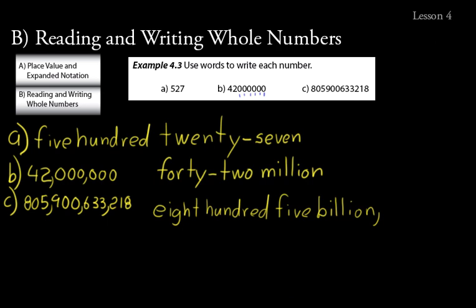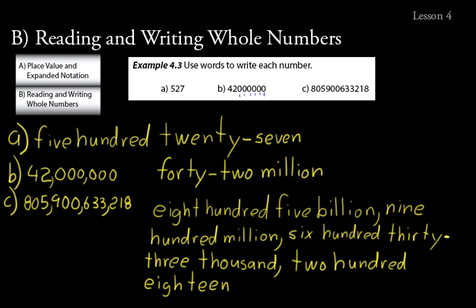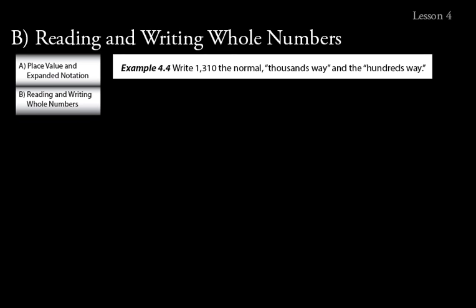Once you pause the lesson, try to finish this, then you'd have a 900 million, a 633,000, then a 218. So there it is. Commas where there are commas in the numeral form. So 805 billion, comma, 900 million, comma, 633,000 (need a hyphen in there), comma, 218. And that's it.